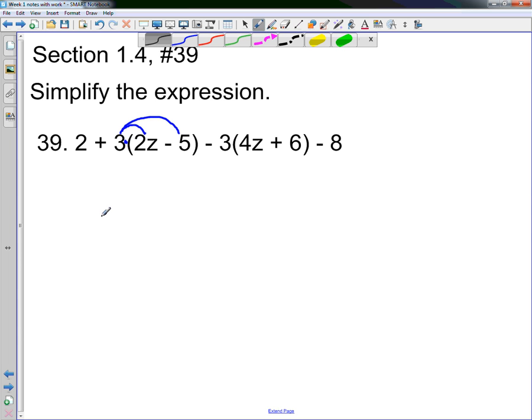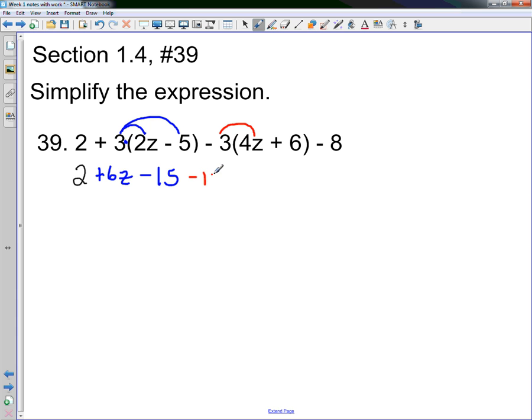So the 2 just comes down to the next step. 3 times 2 is 6z. 3 times negative 5 gives me negative 15. I have a negative 3 times 4 gives me negative 12z. Negative 3 times 6 gives me a negative 18. I'm not going to distribute the negative 3 all the way to the negative 8 because the negative 8 is outside the parentheses, so I'm just going to write negative 8.